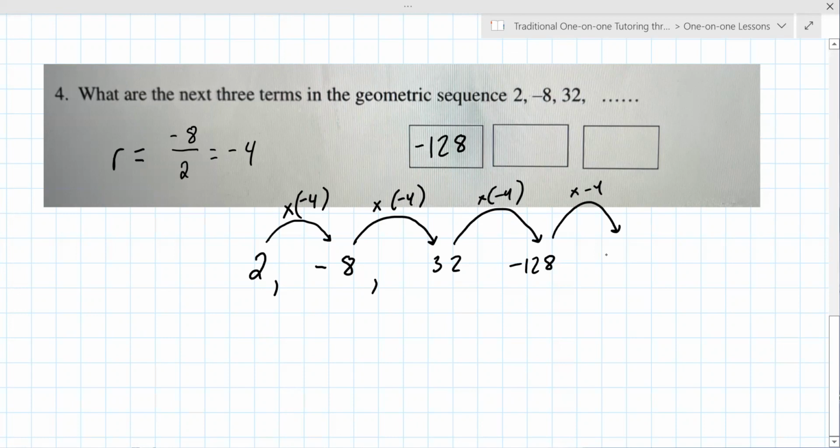Minus, no, it wouldn't be, it'd be positive. Oh yeah. 512. Yes.